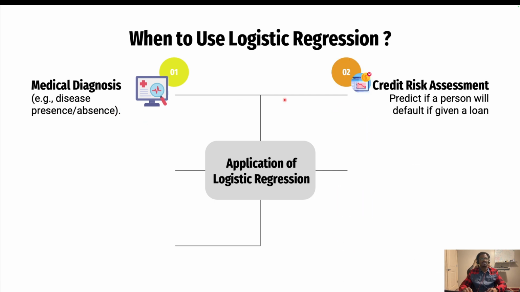Another example is credit risk assessment. If the bank wants to lend somebody money, right, they want to know if the person is credit worthy, meaning that the person will return their money or not, right? So they have their model, probably a logistic model, to predict if they give the person money, will the person return the money or not. You see, the output is two.